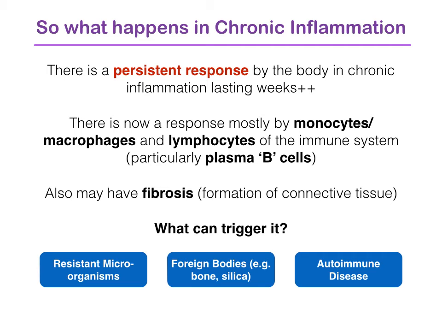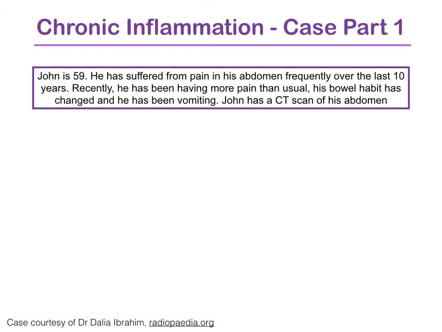So we've got a case, John's 59, he suffered from pain in his abdomen frequently over the last 10 years on and off. And he's been told that this is mostly irritable bowel syndrome, nothing to worry about. But recently he's been having more pain than usual, and his bowel habit has changed, and he's now been vomiting. It's not good. Anybody that's got a change in bowel habit, and at this age, is edging on what we call the National Bowel Cancer Screening Program. So this should be ringing alarm bells.